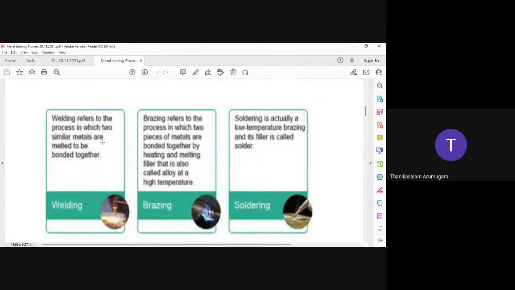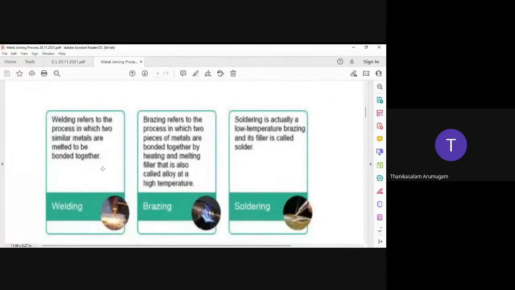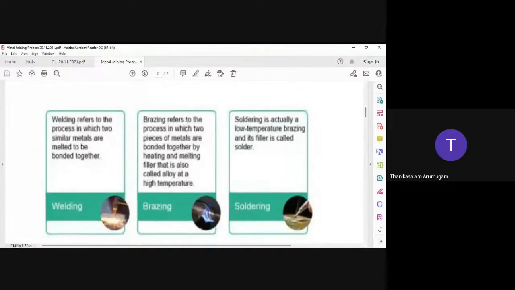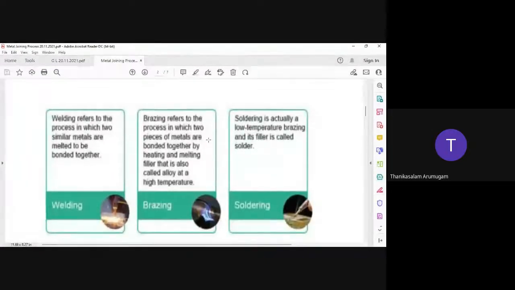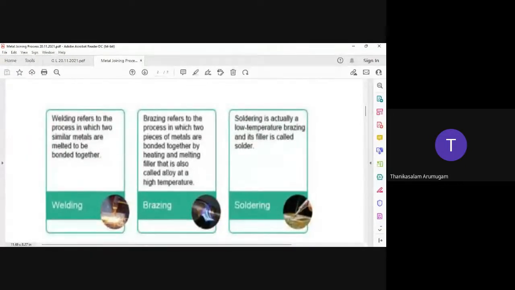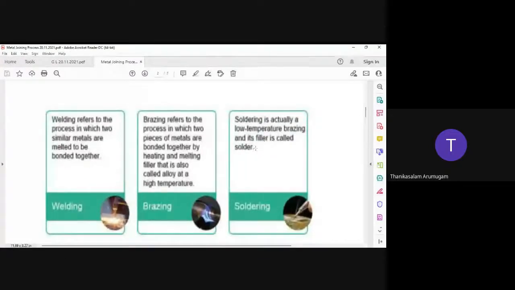See, what is welding? Welding refers to the process in which two similar metals are melted to be bonded together. Brazing refers to the process in which two pieces of metal are bonded together by heating and melting. With the two pieces, after heating and melting, a filler is added, and that filler is called an alloy, at a high temperature. Soldering is actually low-temperature brazing, and its filler is called solder.